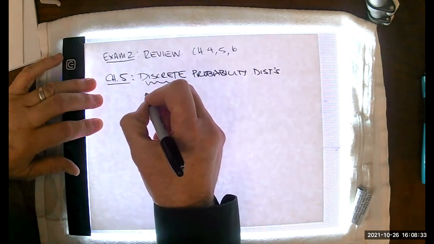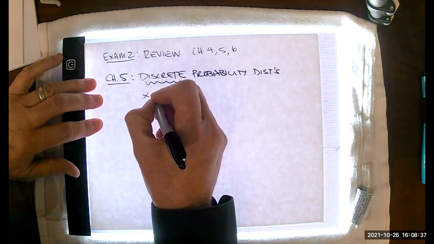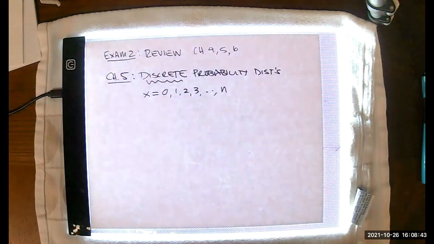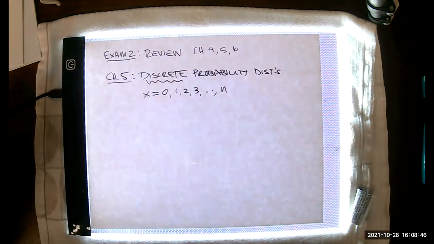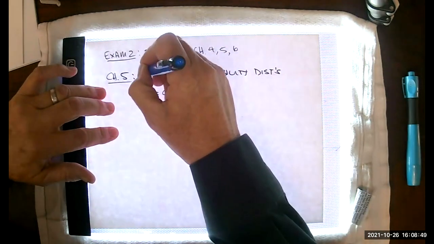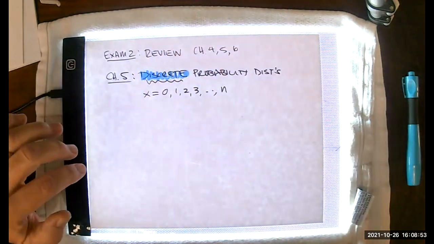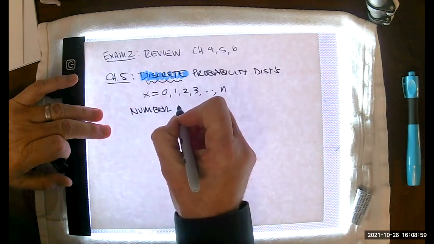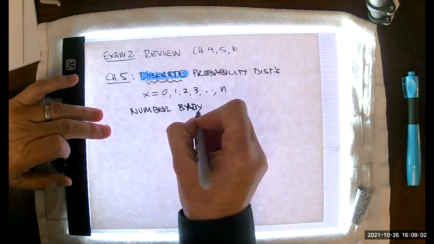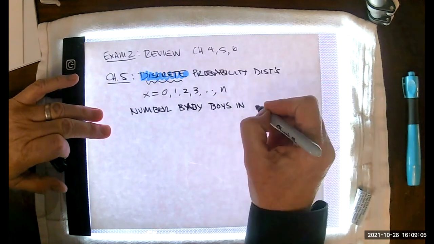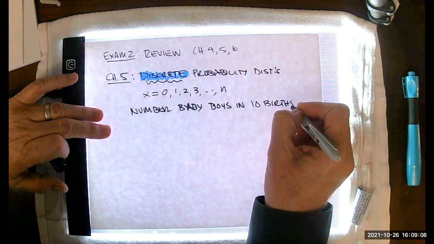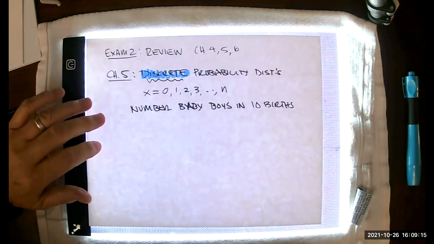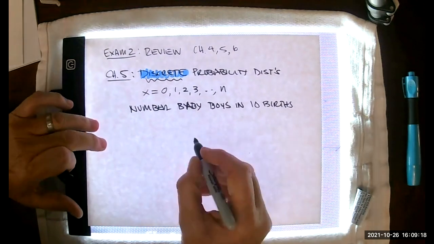So basically, the variables that we were interested in many times were numbers like 0, 1, 2, 3, out to some finite number n. A common example would have been something like the number of baby boys in 10 births, something of that nature. So at the end of the day, our discrete probability distributions looked like that.